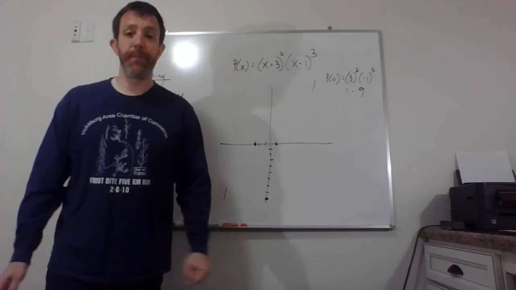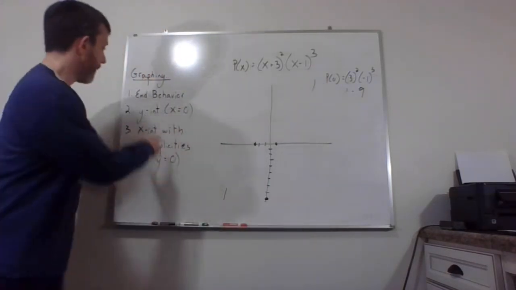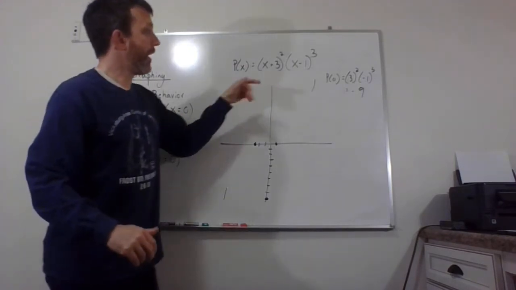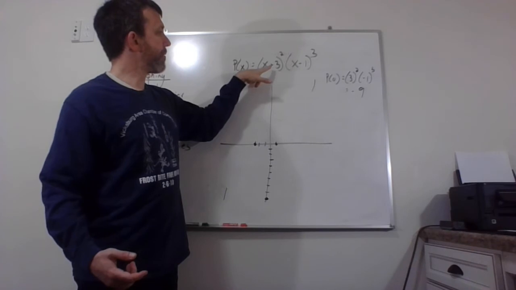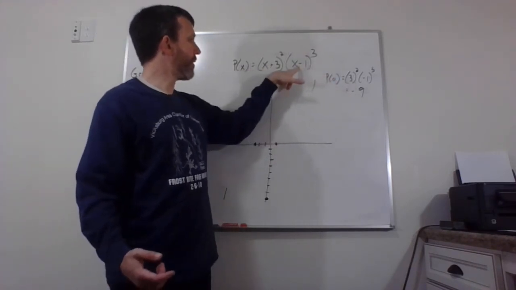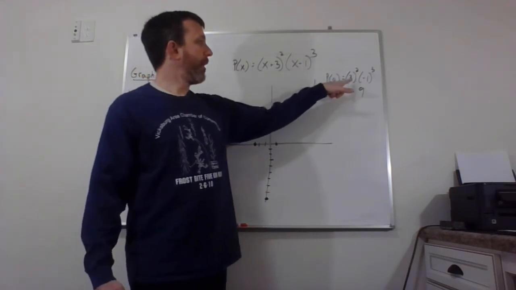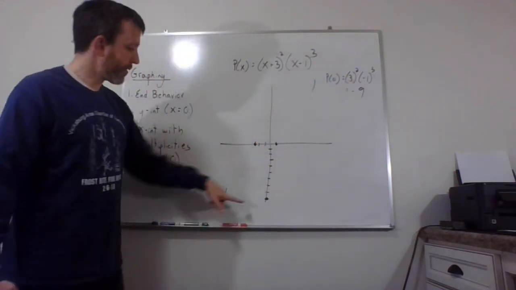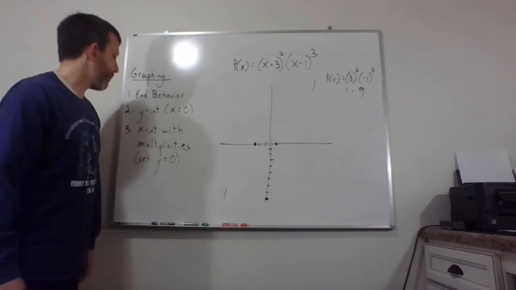Next, I found the y-intercept, and I actually did the work over here. I have p of 0, so notice, I'm plugging in 0 for x, and I kind of cheated just a little bit, so hopefully you follow along. 0 plus 3 makes 3, so I had 3 squared. 0 minus 1 is negative 1, so I had negative 1 to the third, and if you multiply that out, you get negative 9. So notice I have a point down here on the y-axis at negative 9.